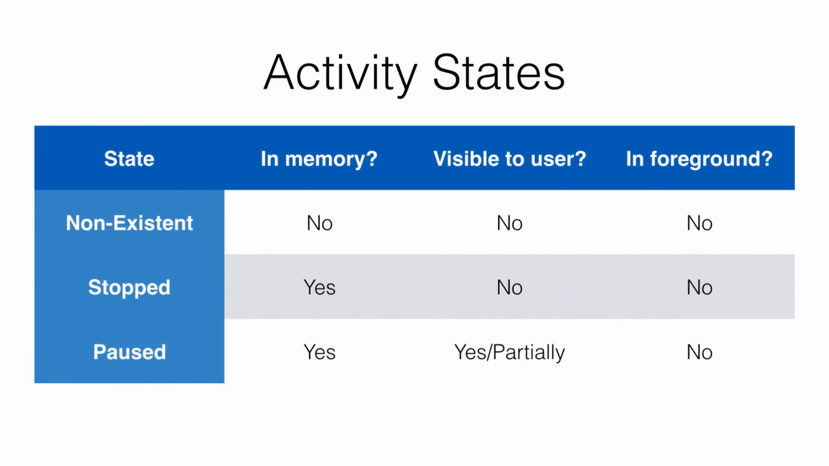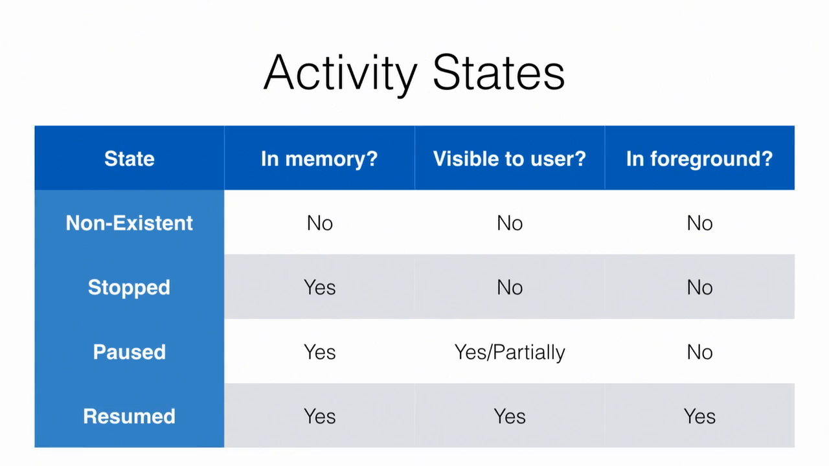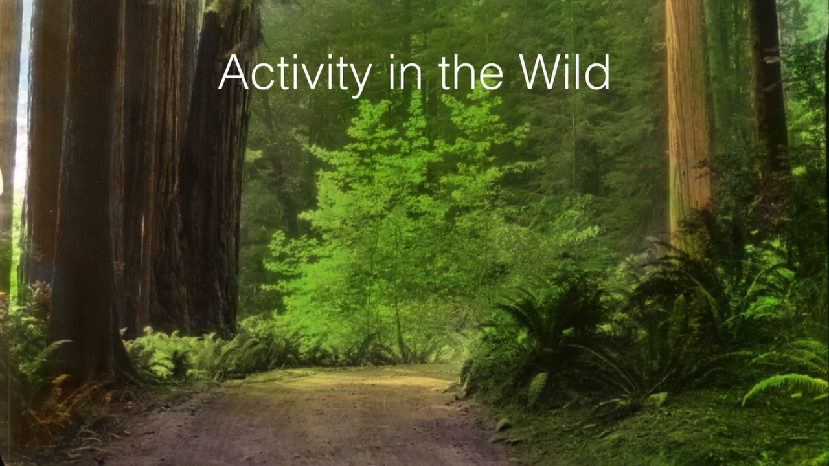Paused represents a state where now we have an instance in memory, the view is visible to the user, if only partially, but it's not actively in the foreground. So we might get into the scenario, for instance, when you launch the activity and it quickly moves through the paused state onto resumed. So resumed is that foreground state I was telling you about, and it means the instance is in memory, the activity's view is visible to the user, and more importantly, the activity is now in the foreground, and that represents that the user is interacting with it.